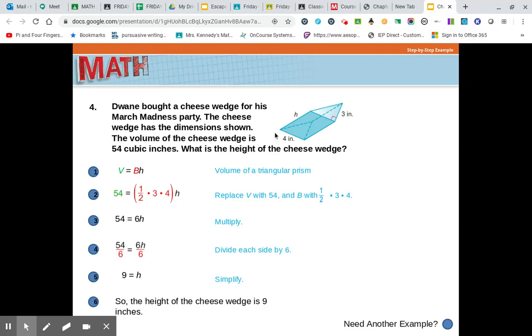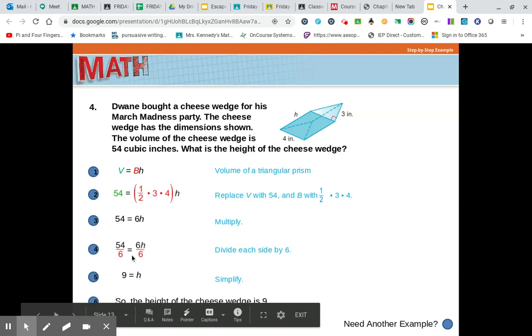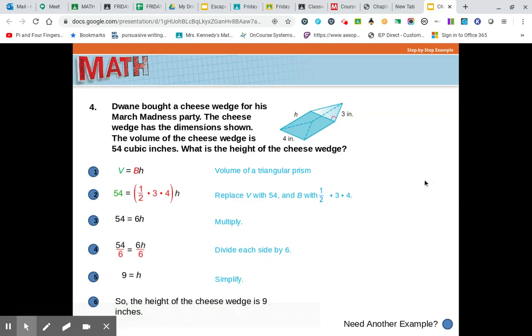And then the h is what we're solving for, so we leave it the variable h. When you're talking about multiplication, you can just have them next to each other like this, 6h. You divide both sides by 6, and you get 9 for the height. Worked out nicely.